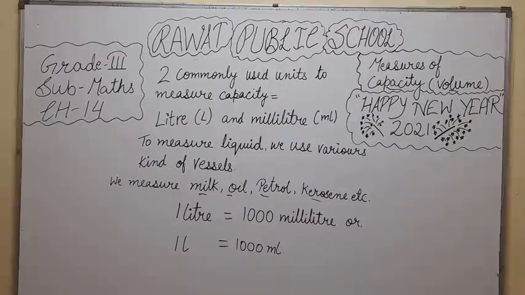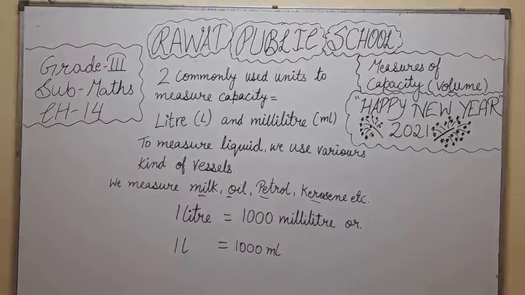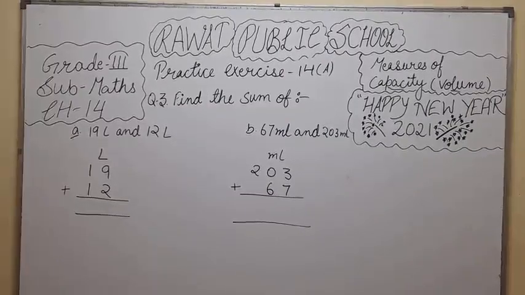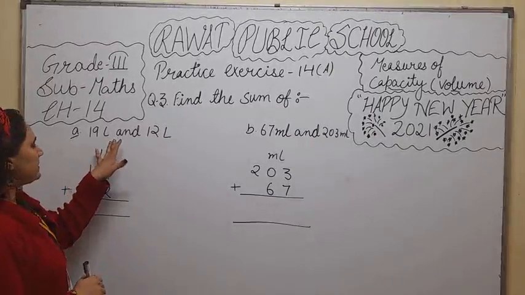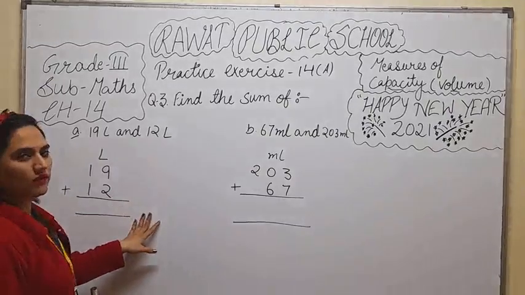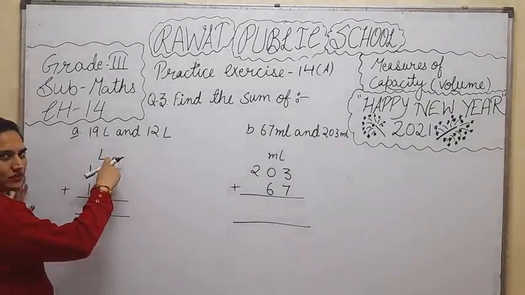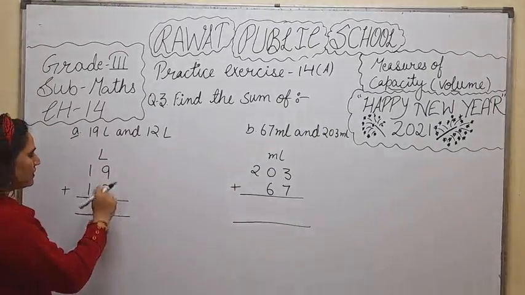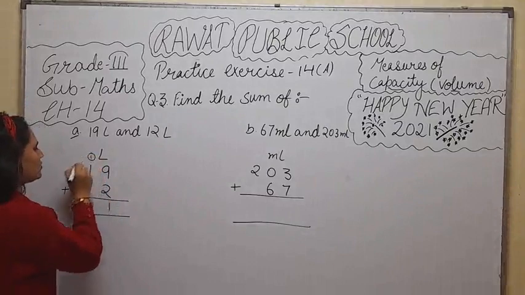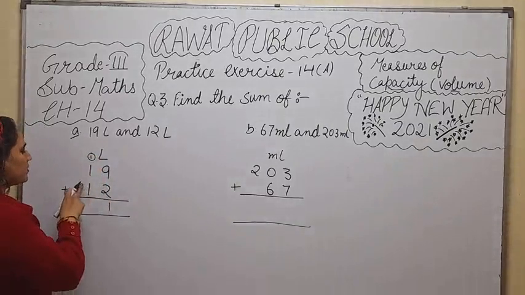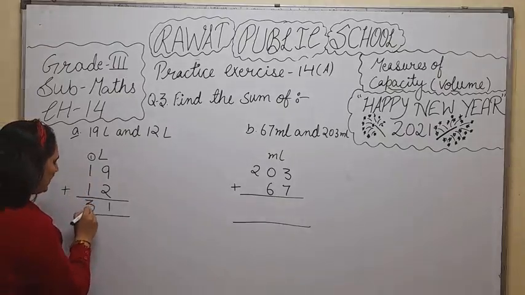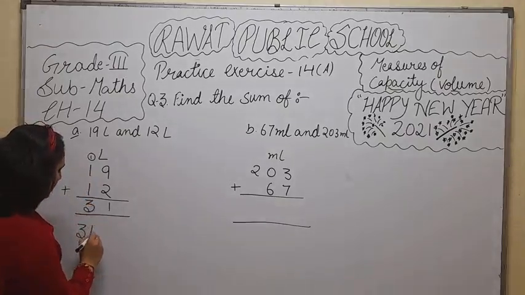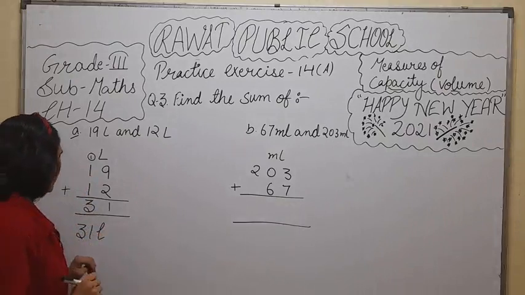Now we are going to do one exercise, question number 3 of practice exercise 14A. Are you ready, students? Here are two questions. Question A of question number 3: find the sum of 19 liter and 12 liter. We'll write L for the liter on the top and then solve it. 9 plus 2 becomes 11. So we'll write 1 here and give 1 carry to the tens place. So 1, 2 and 3, it becomes 31 liter. This is the answer.